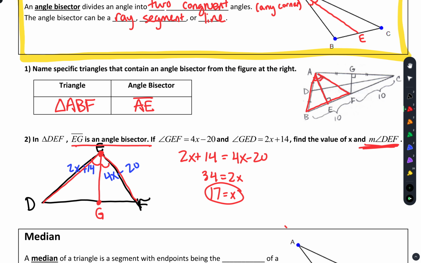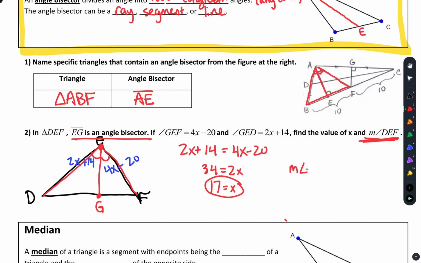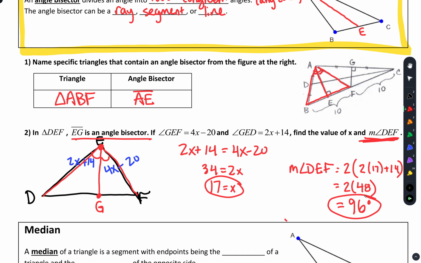DEF is this entire angle at the top of my triangle. So I'm just going to plug it into one of the sides and multiply that by 2, because I know that they're congruent. 2 of them make up that whole angle. So the measure of angle DEF is 2 of, let's say, angle GED, which is 2 times x plus 14. So this is 2 times 34 plus 14 is 48. So this is 96 degrees.